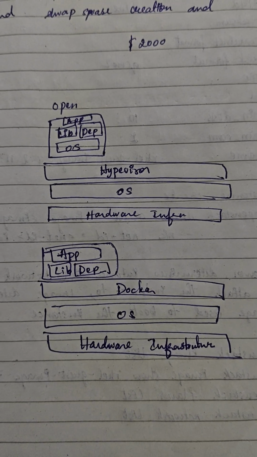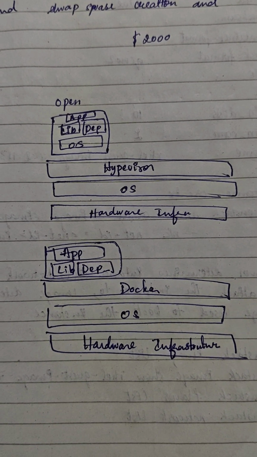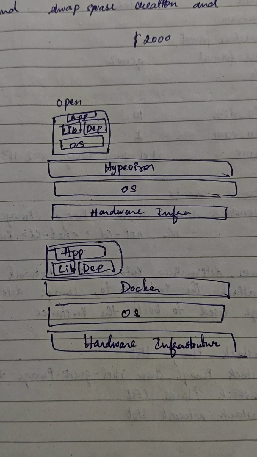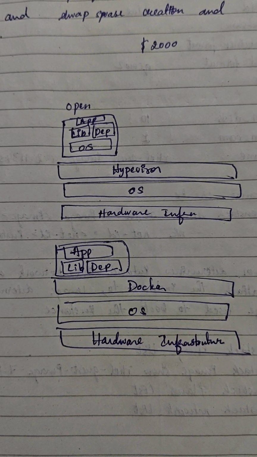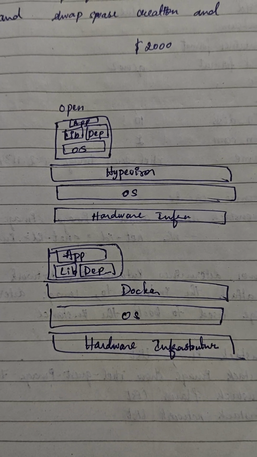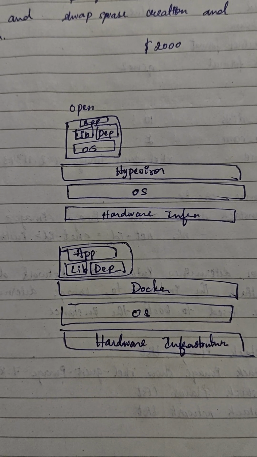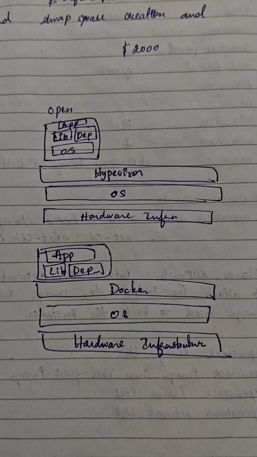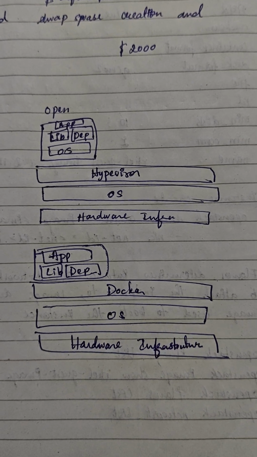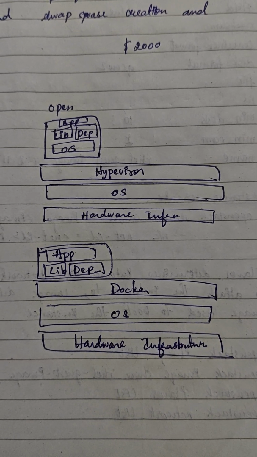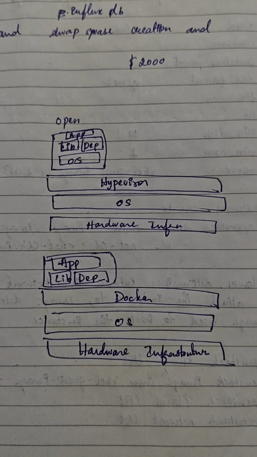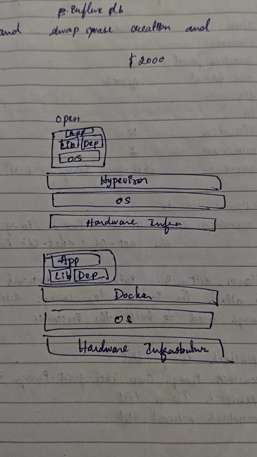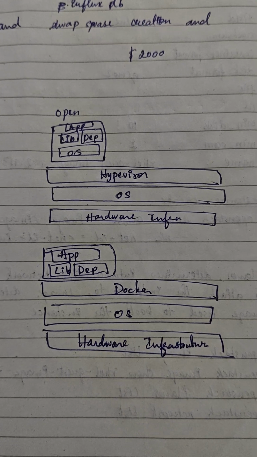Okay, there are two diagrams over here. One is above and the other one is below. So here is how it goes. I want to tell what a container is. Before understanding containers, you need to understand VMs, virtual machines. What does virtual machine mean?